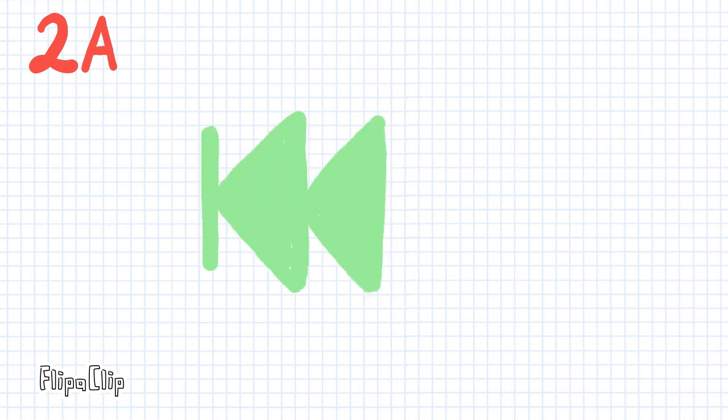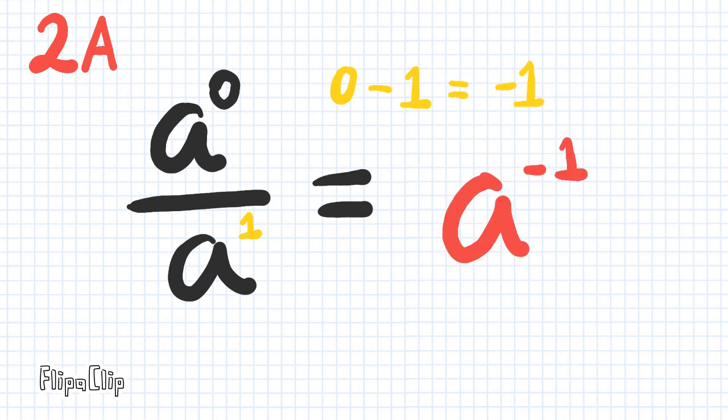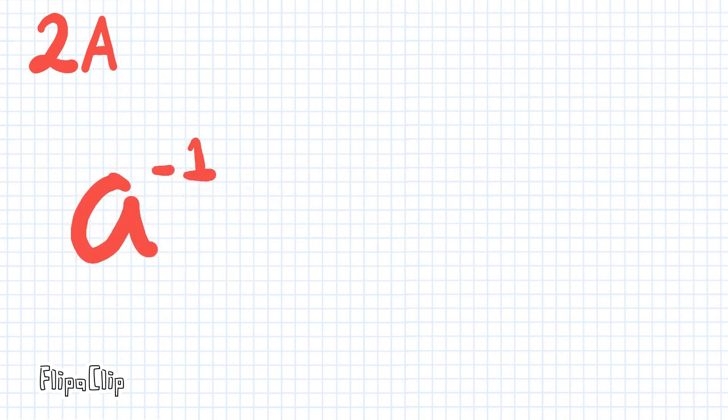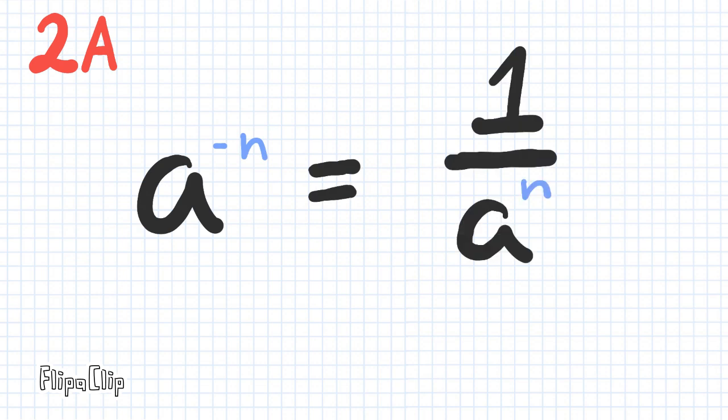Going back to our division rule, if we were to divide a to the power of 0 by a, we would get a negative exponent. A negative exponent can be simplified into the reciprocal of the power. For example, a to the power of negative 1 is equal to 1 over a, and similarly, a to the negative 2 is equal to 1 over a to the power of 2. We can generalize this idea into the formula a to the power of negative n is equal to 1 over a to the power of n.